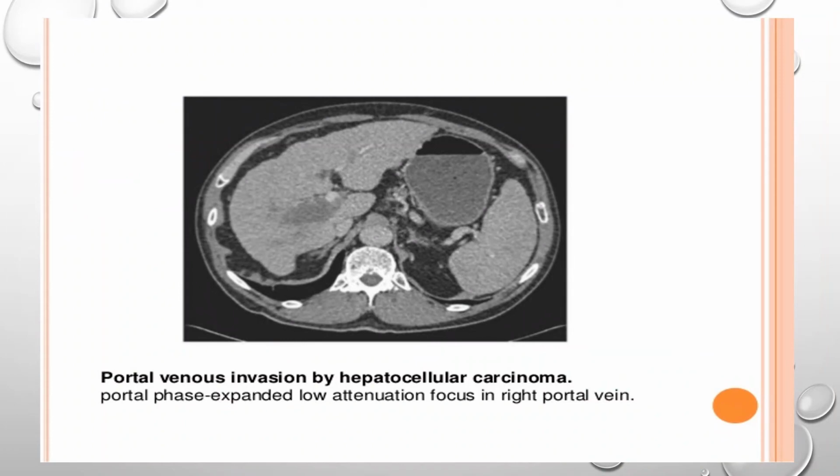In the portal venous phase, you can see a low attenuation focus in the right portal vein. So this is the low attenuation focus in the right portal vein, which could be obstructing the flow of contrast into the liver.